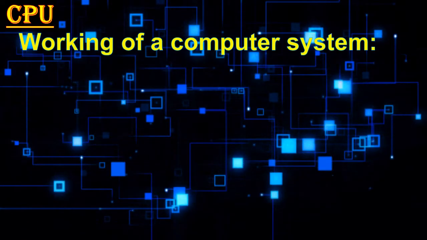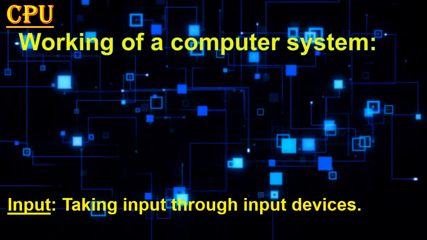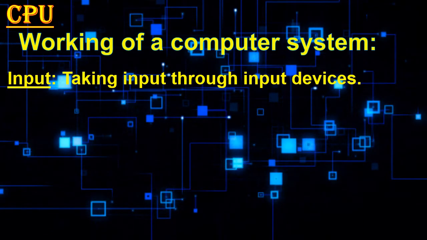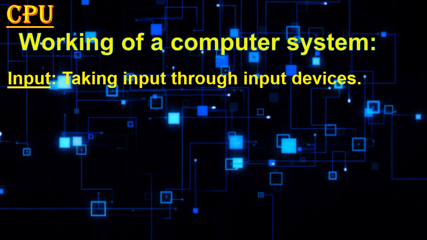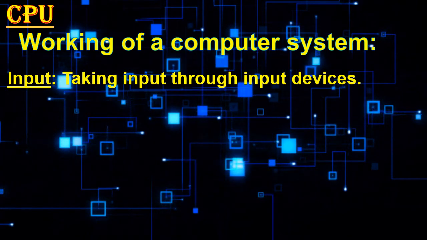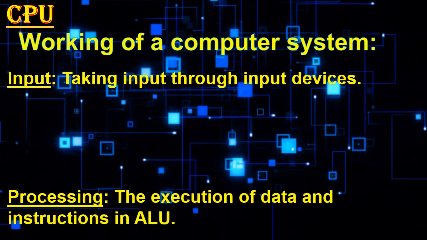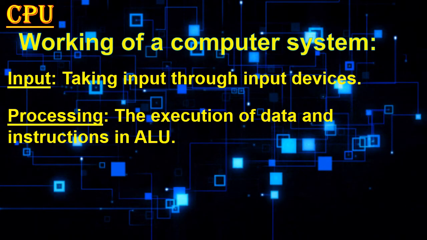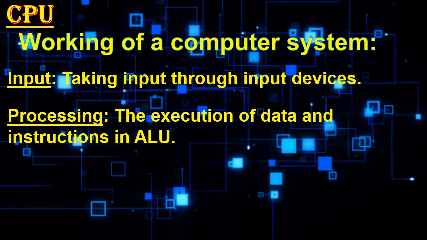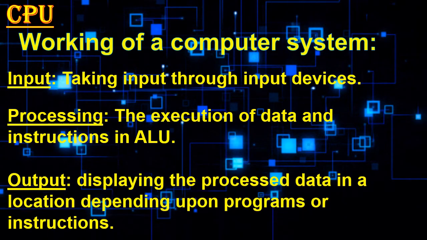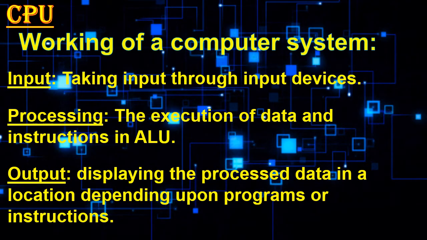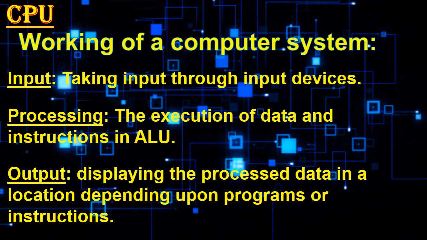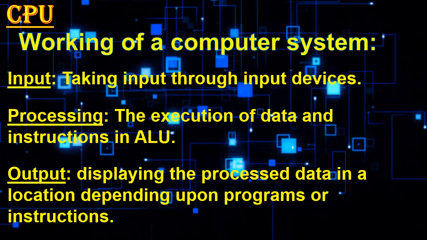Now let us see the three main activities of the working of a computer system. Input: taking input through input devices. Processing: the execution of data and instructions in the ALU. Output: displaying the processed data in a location depending upon programs or instructions.